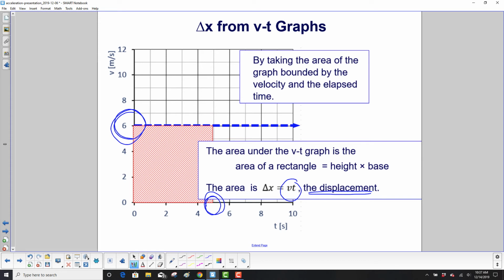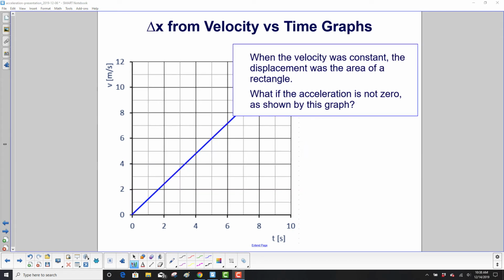Now notice I've been calling this thing a curve, and you'll say, wait, that's a straight line. It sure is, but in physics, any line on a graph, whether it's a straight line or a curve, we go ahead and just call it a curve. We just had a graph where the velocity was constant, and we found the displacement by taking the area of the rectangle under the boundaries of the velocity and time.